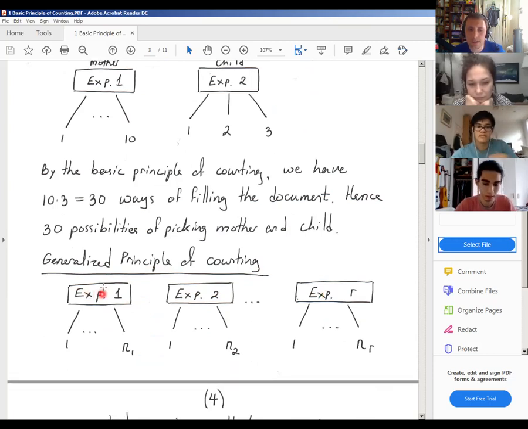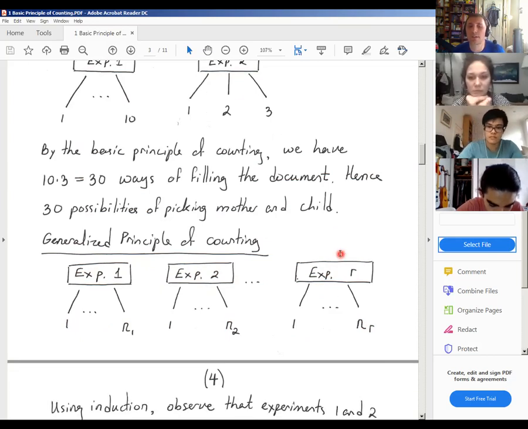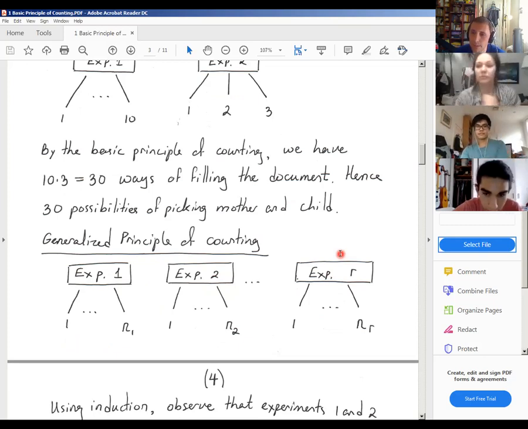So what this means is that we have one situation in which we have 1 through n1 outcomes. Independently of what happened here, the number of outcomes possible in experiment 2 would be 1 through n2, and so on, up to some experiment r, where the number of outcomes is 1 through n sub r. So my question is, first of all, you might already know the answer. What would be the total number of possible outcomes here?